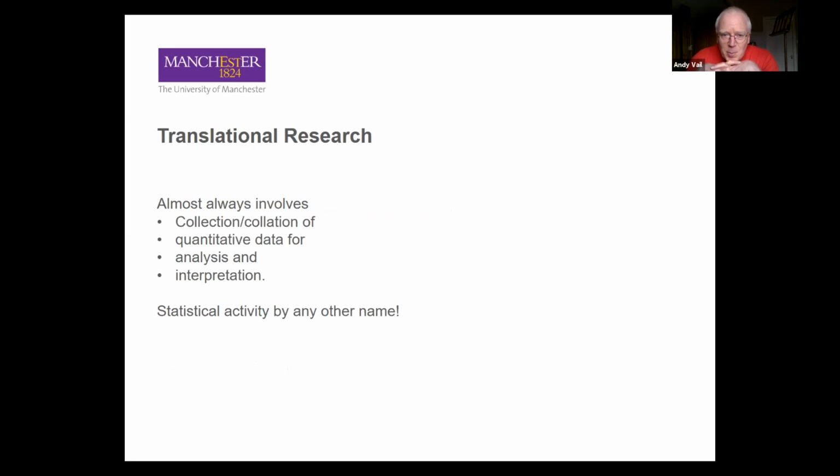I can't see how many people passed it and how many people were quite happy with the 4 out of 10 answer. But when we're talking about translational research, we're almost always talking about a statistics exercise. So this is the collation of quantitative data for usually numerical analysis and interpretation. That's almost the definition of statistics. So whenever you're undertaking translational research, you are undertaking statistics. There are a very, very small proportion of studies that don't involve statistical activity.